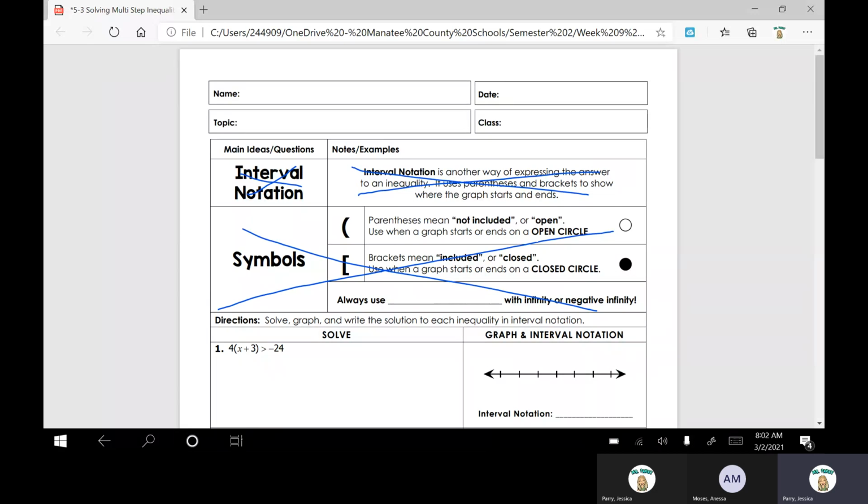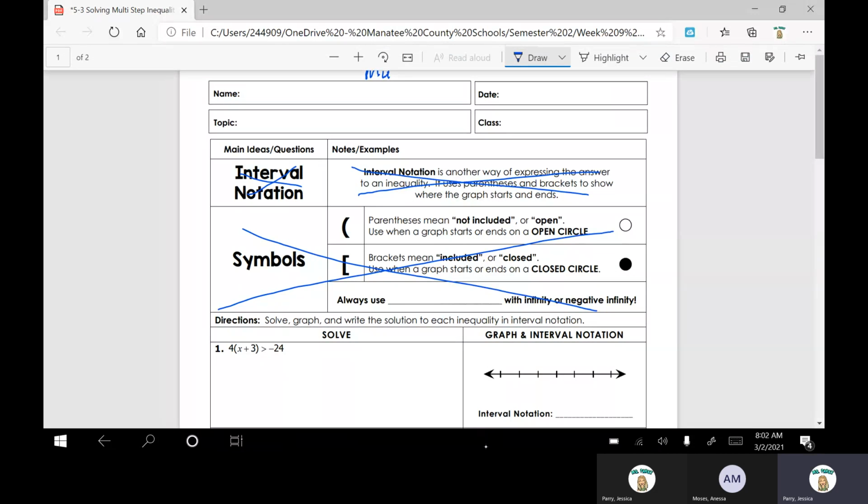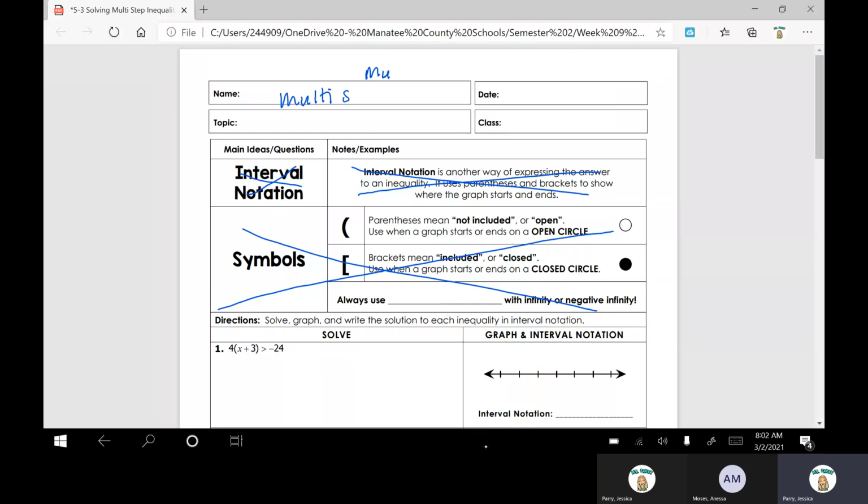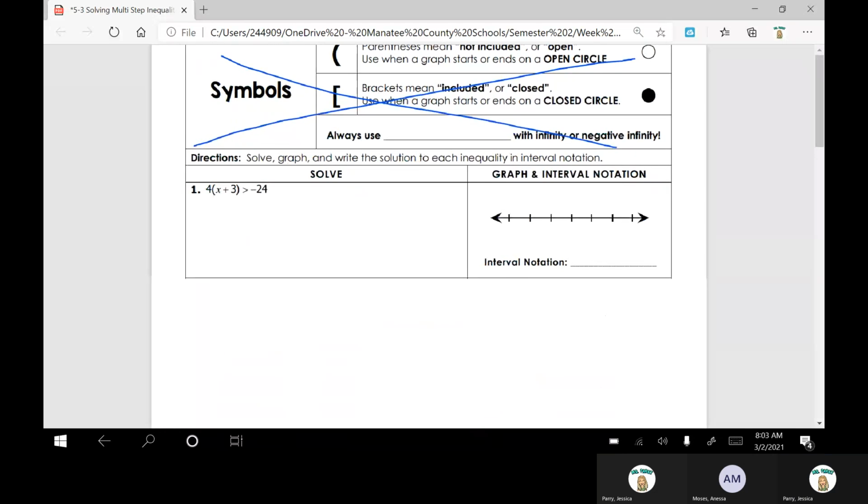But for solving multi-step inequalities, whoops. This is not going to fit there. Multi-step inequalities. You're going to solve these very similar to equations. So it's pretty much combining what we did last week, the adding and subtracting, multiplying and dividing, and then just graphing it. Okay, so let's go through.